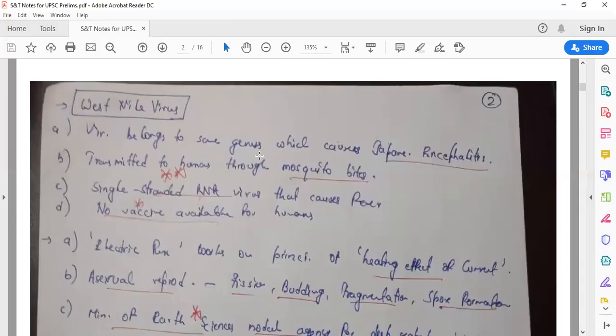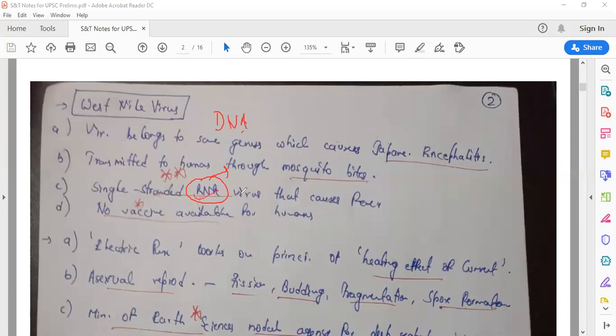The virus belongs to the same genus as Japanese encephalitis. It is a single stranded RNA. Now, if somebody asks you, RNA stands for ribonucleic acid. What does DNA stand for? Deoxyribonucleic acid. So these are the basic formulas.